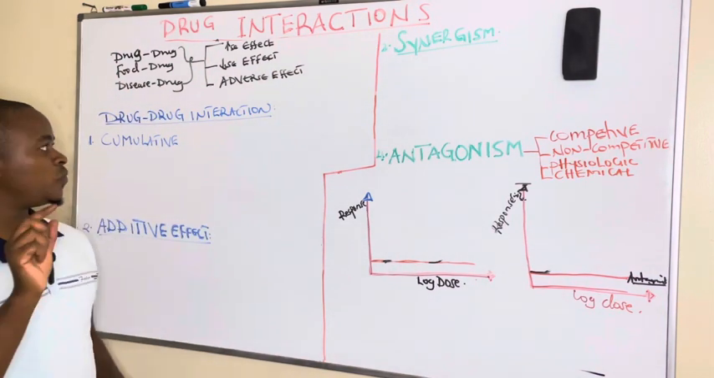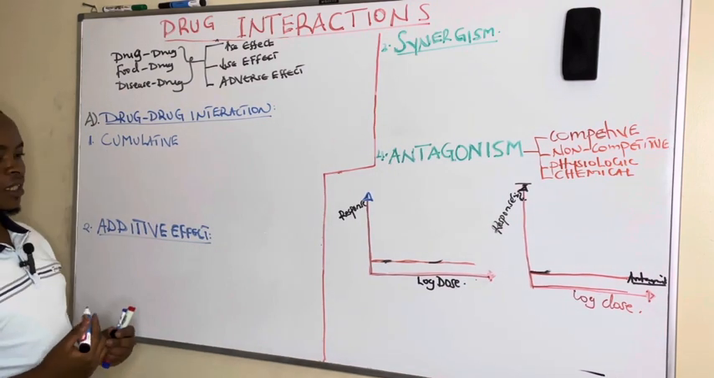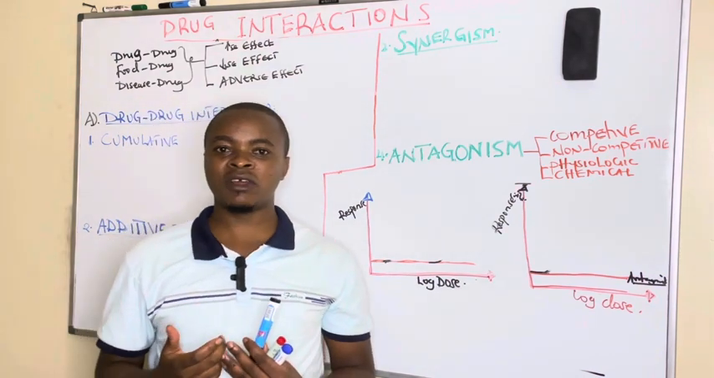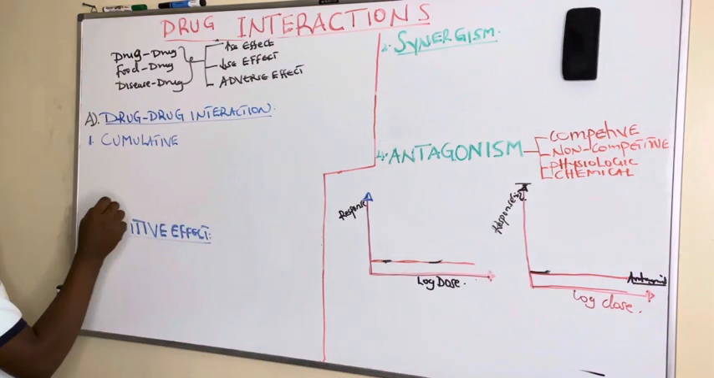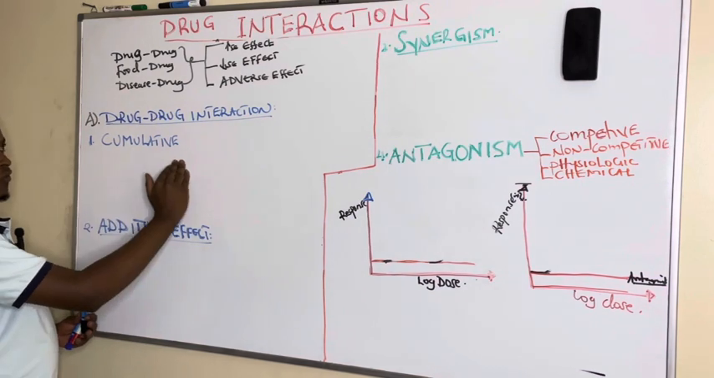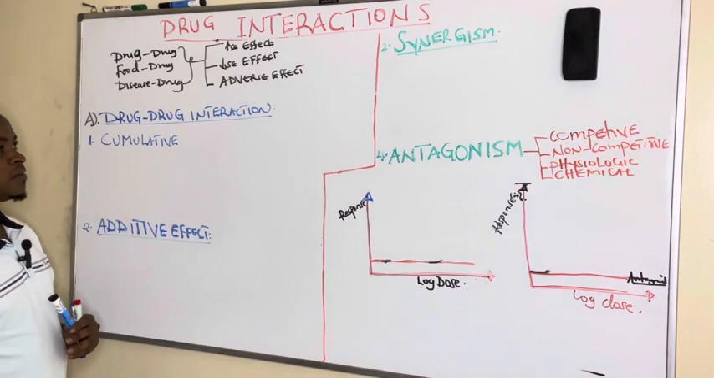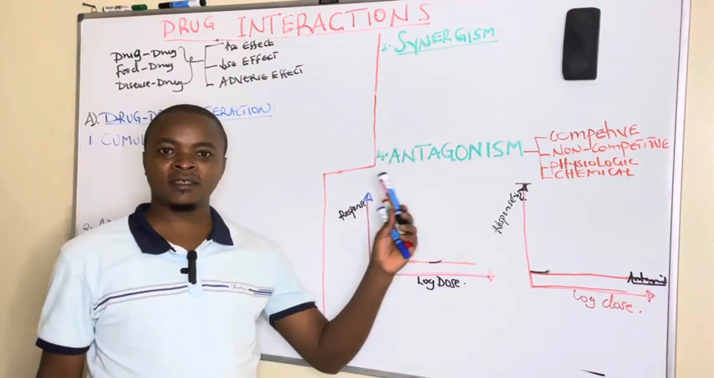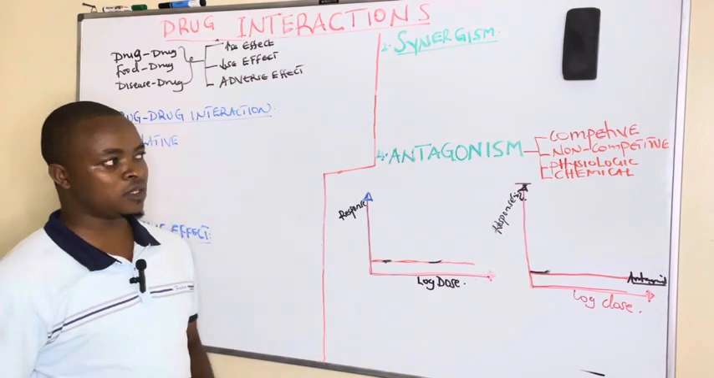So we're going to begin with part A, which is drug-to-drug interaction, whereby we are seeing a combination of different drugs, what do they result into? In drug-to-drug interaction, we're going to see four effects that are brought about, which are cumulative effect, additive effect, synergistic effect, and antagonistic effect. So we're going to discuss one by one as we give examples.